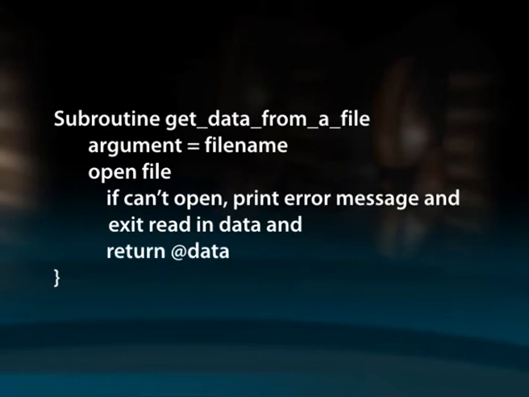Here is a pseudo code for getting data from a file and extracting sequence data from a FASTA file. The subroutine can be given as get data from a file. The argument is the file name. Then open file. If it can't open, print error message and exit. If it can be opened, read in data and return the array data.